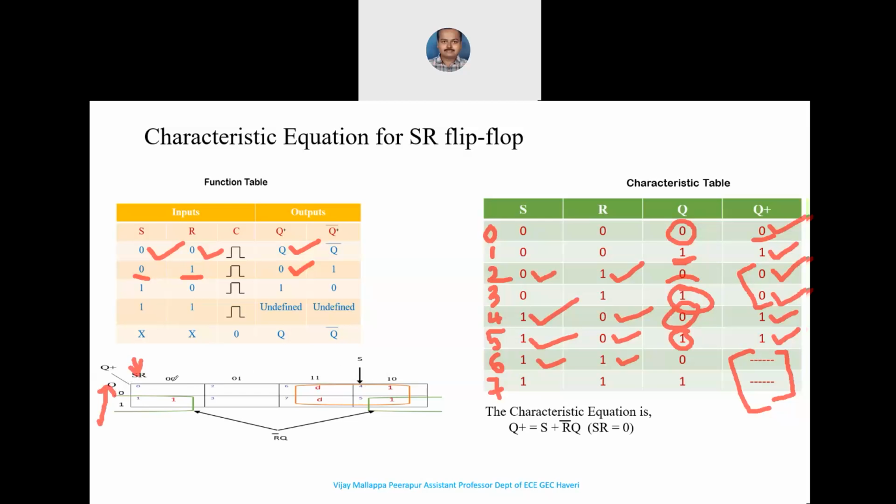S is 0, R is 0. S is 0, R is 1, right? Similarly, we have both S and R equal to 1. Here S is 1, R is 0. And the vertical values, 0 and 1, are nothing but the values for the previous state, which is Q here, right?